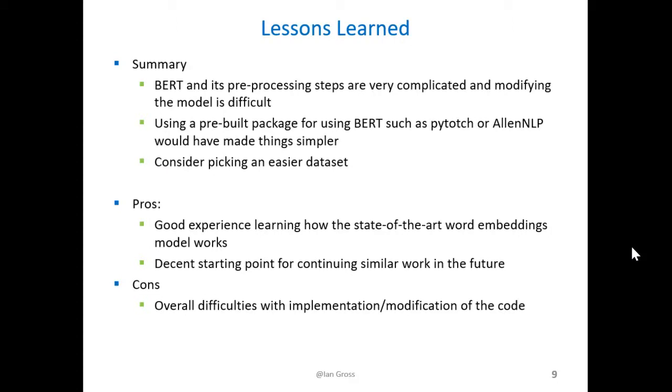In terms of lessons learned, it was good experience learning how the state-of-the-art word embeddings model works, but overall I had difficulties with the implementation and modification of the code. More needs to be done in terms of the data preprocessing, and I would consider picking an easier dataset in the future.